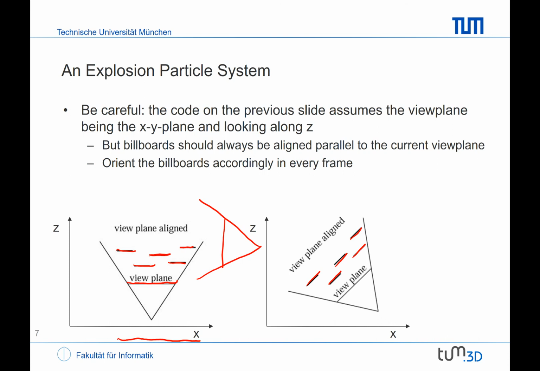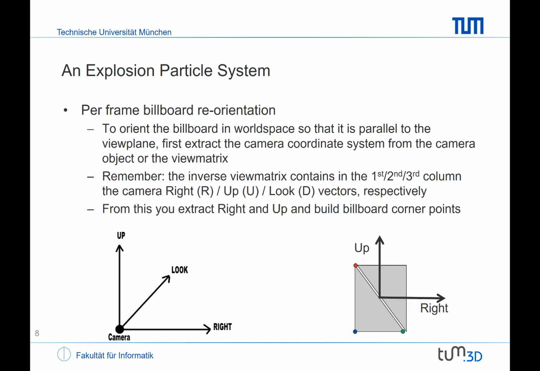Therefore, I have to ensure that no matter from where I'm looking at the billboards, they are always oriented in such a way that they are parallel to the current view plane. And this means that in every frame, whenever the view direction changes, I need to reorient the billboards accordingly. So now how can this be done? Well, in a very simple way.